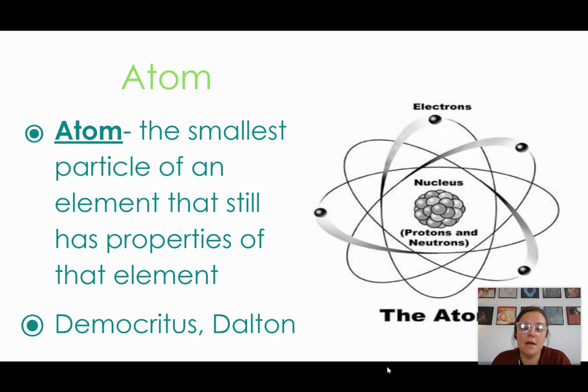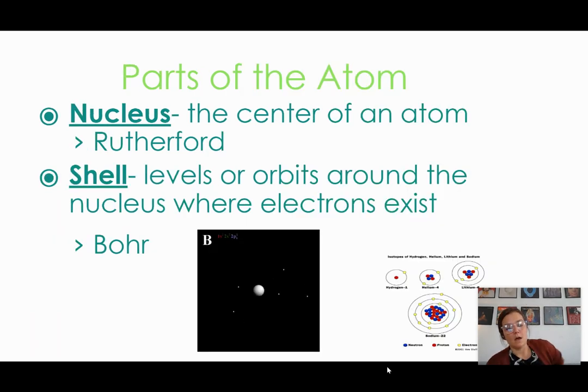Now, the atom, as Democritus and Dalton described it, is the smallest particle of an element that still has properties of that element. And that is true. Now, their part about it being indivisible and that there is nothing smaller than it, that is the part that we have problems with.